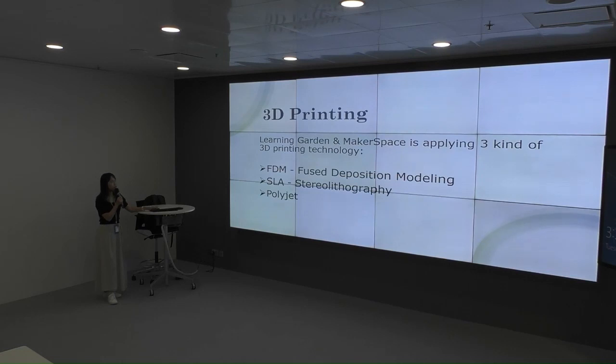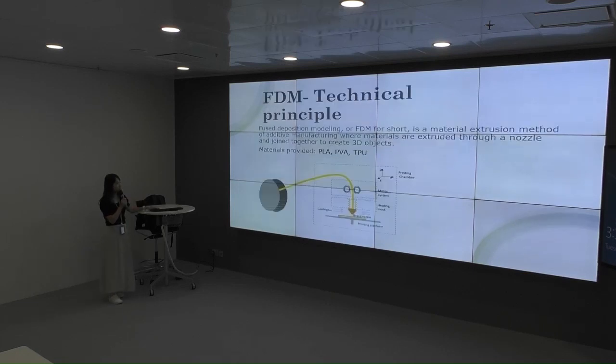Okay, after finding the 3D model, we talk about how to do 3D printing. For the learning garden and makerspace, we apply three kinds of 3D printing technology. The first one is FDM, the most popular and easy to use 3D printer, and then the second one is SLA, and the third one is PolyJet. I will introduce them one by one.